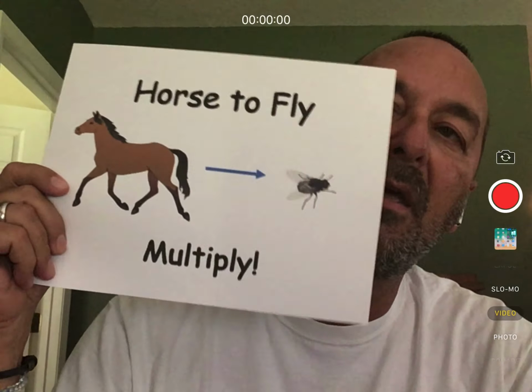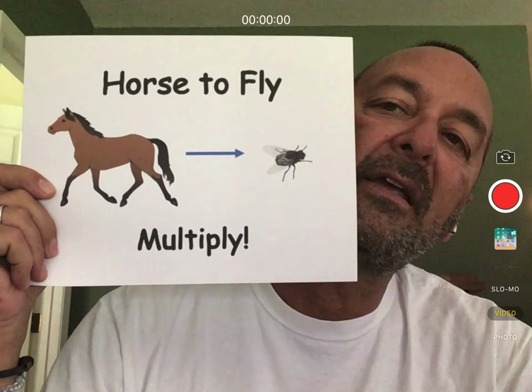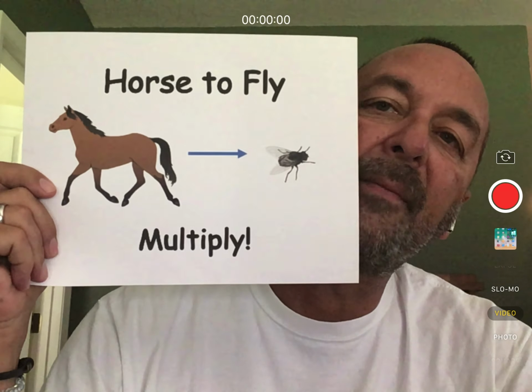And when you're converting measurements, you are going to either divide or multiply. And I have a little poem that I think will help you remember what to do. And I'll explain it a little bit as well. So here's my poem. It starts out like this: horse to fly, multiply.